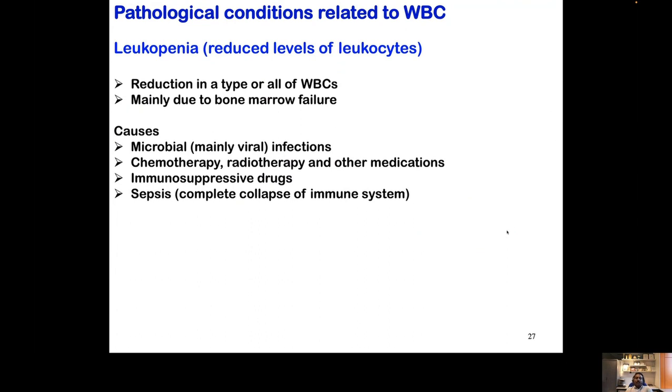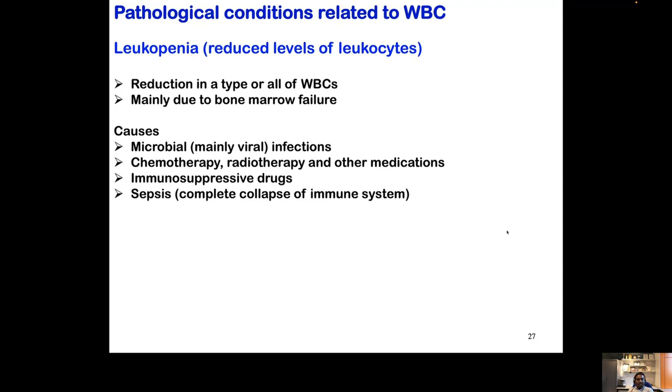Okay, what will happen if the white blood cell level is going down? That condition is called leukopenia. Okay, it's basically reduced level of leukocytes. So it's a reduction in a particular type of white blood cell, or it could be a reduction in all types of white blood cells. It's mainly due to bone marrow failure. Okay, if there's any problem in the bone marrow, if that's not producing sufficient number of cells, then automatically it will go down. So what are the causes here?